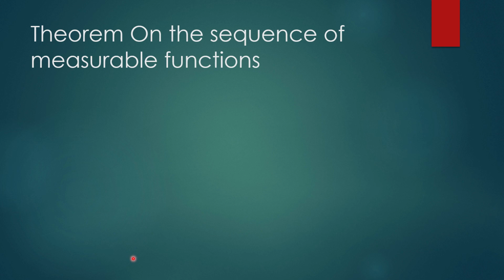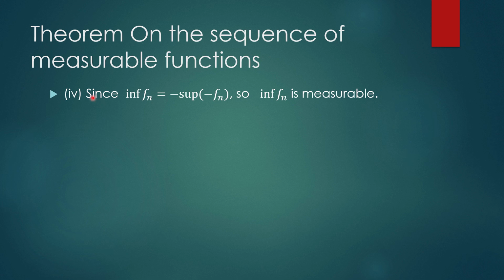Okay, and next, since infimum f_n is equal to minus supremum of minus f_n, the infimum f_n is also measurable. We have already shown that the supremum is measurable. And how about the infimum? The infimum function can be written in this form, minus of the supremum of minus f_n. So the infimum f_n is also measurable.